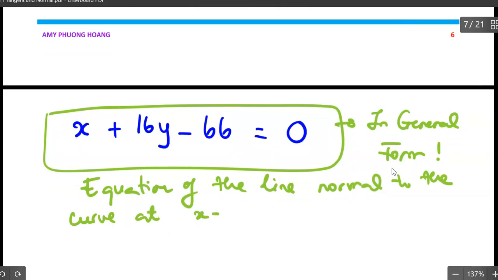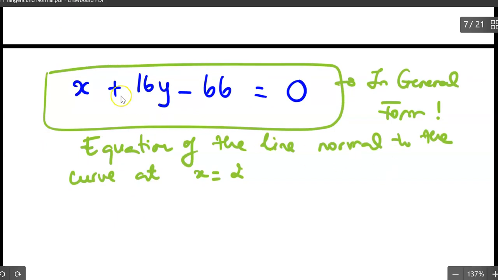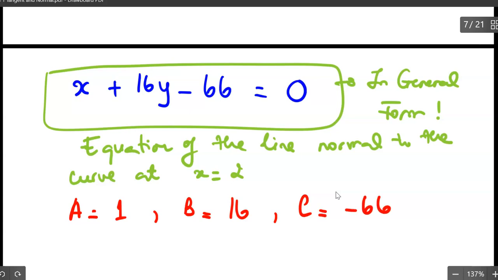at x equal to 2. Okay, so now you see that you are having a, b, c as integers. So a equal to 1 in this case, b equal to 16, and c is equal to negative 66. Having this equation as ax plus by plus c equal to 0, the a, b, c must be integers, and I indicate those integers here for everyone. Alright, so let's move on to the next example.